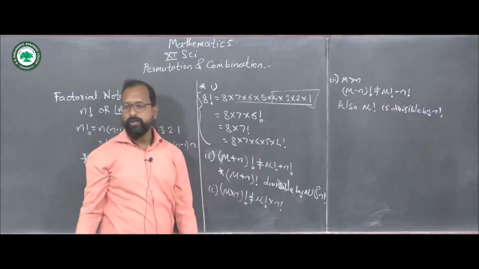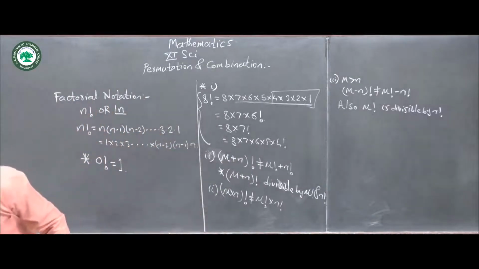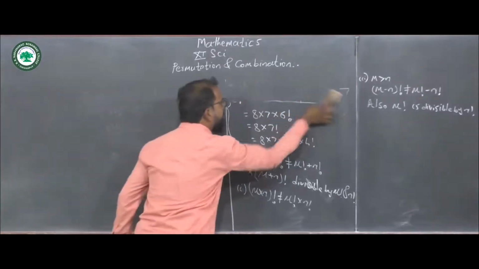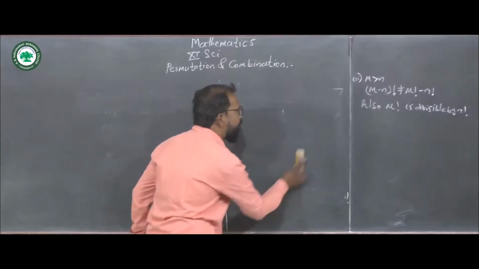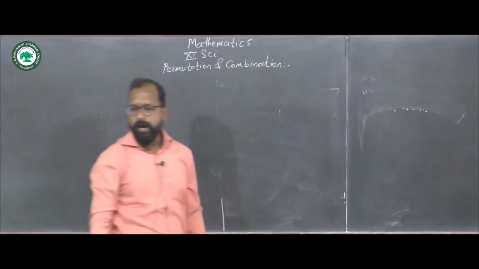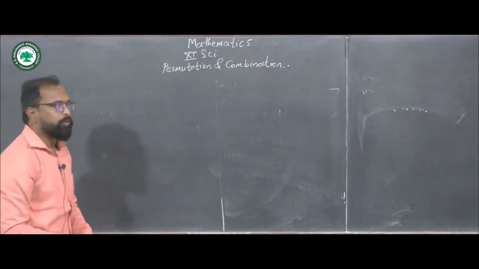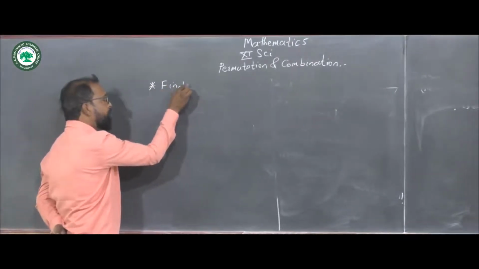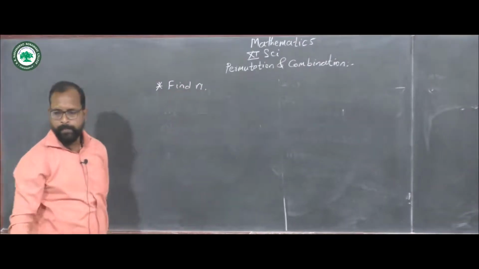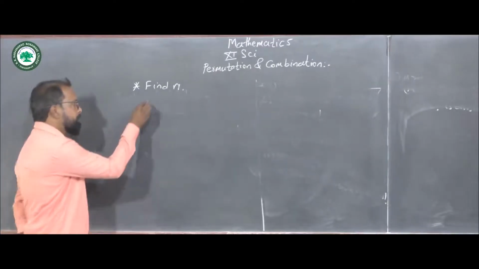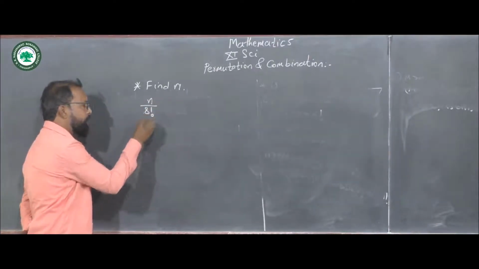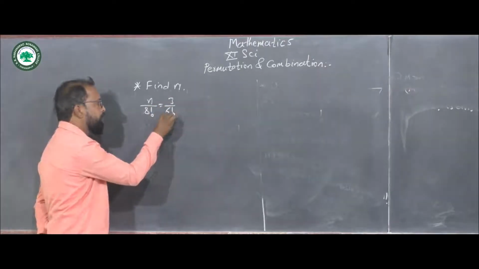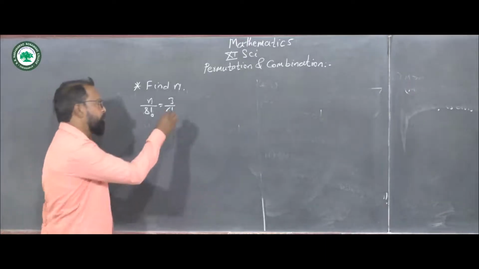Now, depending on this factorial notation, we solve some examples in which we find the value of the unknown. The first type of question is: find n. Find n from the following. The first problem is n upon 8 factorial equals 3 upon 6 factorial plus 1 upon 4 factorial.